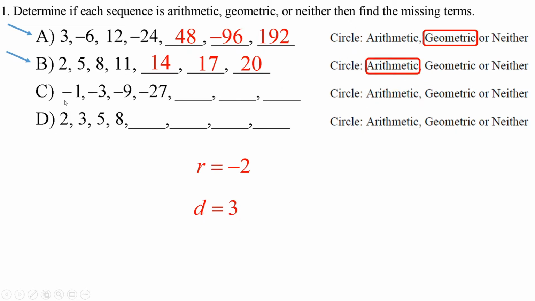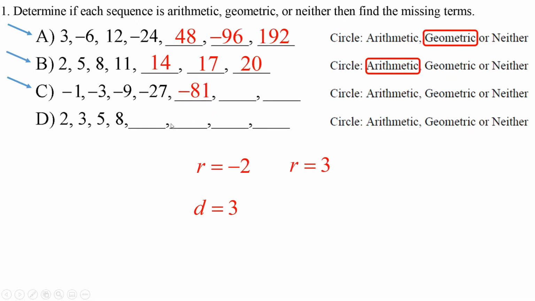Now this one, -1, -3, -9, -27. Well, they're all negative, and -1 to -3 to -9, it still looks like I have a common ratio to me. See if you agree. If I take this -1 and multiply it by 3, -1 times 3 is -3. -3 times 3 is -9. -9 times 3 is -27. So the common ratio is 3. And let's keep going. -27 times 3 is -81.